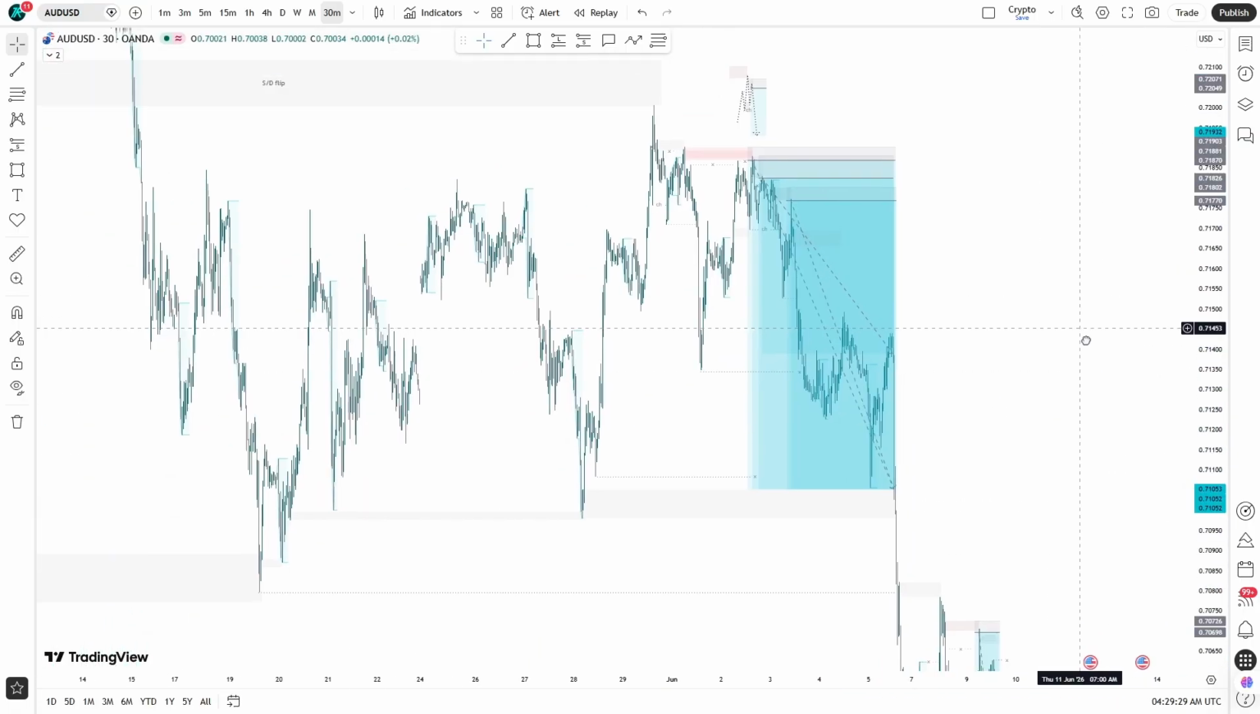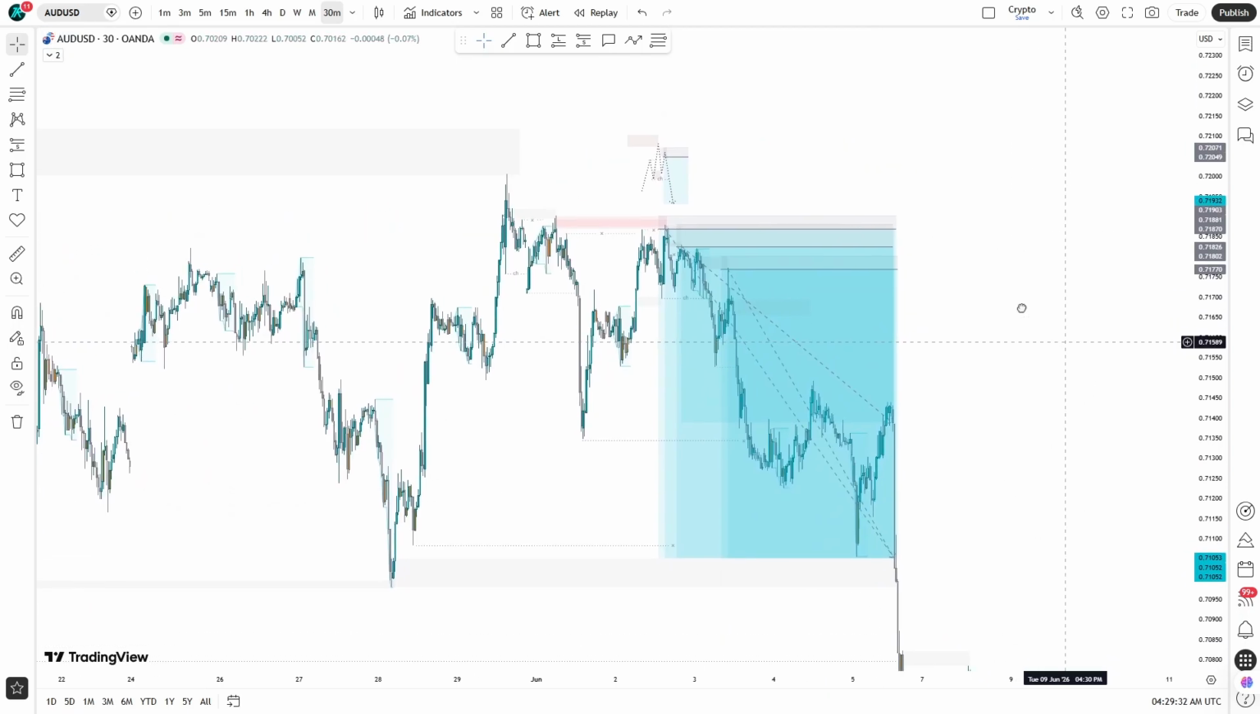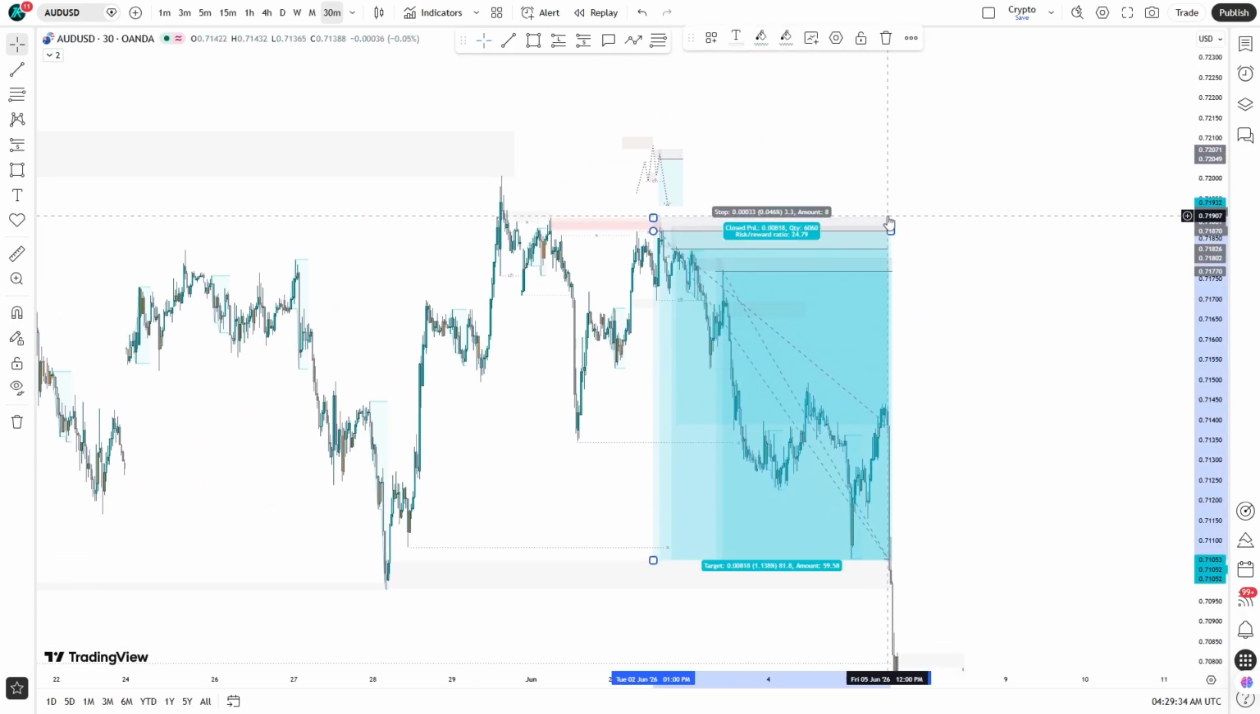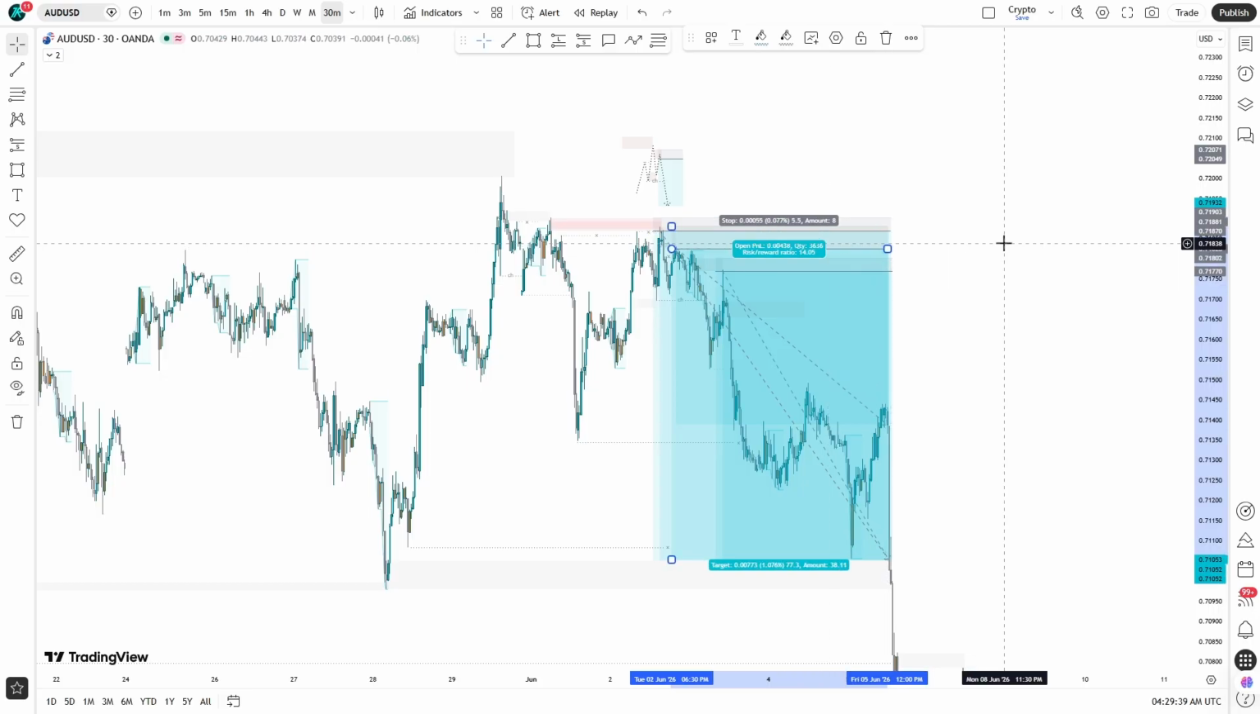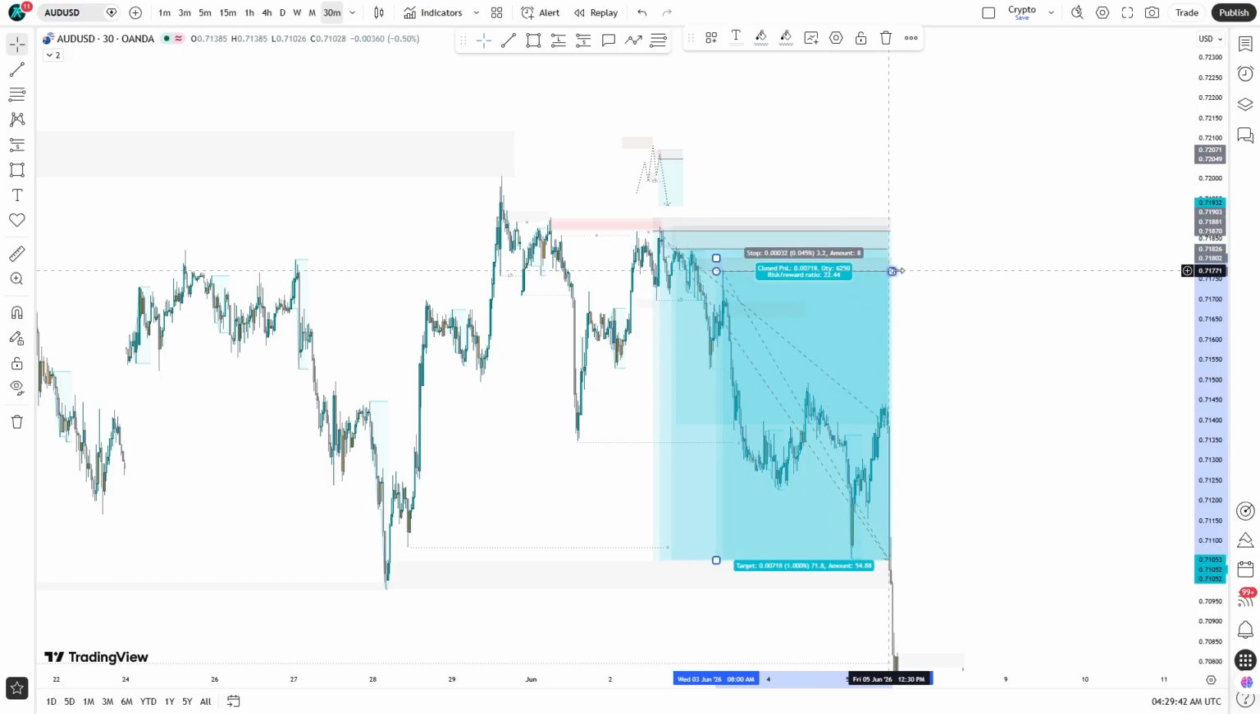So altogether, this first one, 1:25. The second one, 1:14. Then this third one, 1:22. So that's what we would have gotten if we took these three trades.